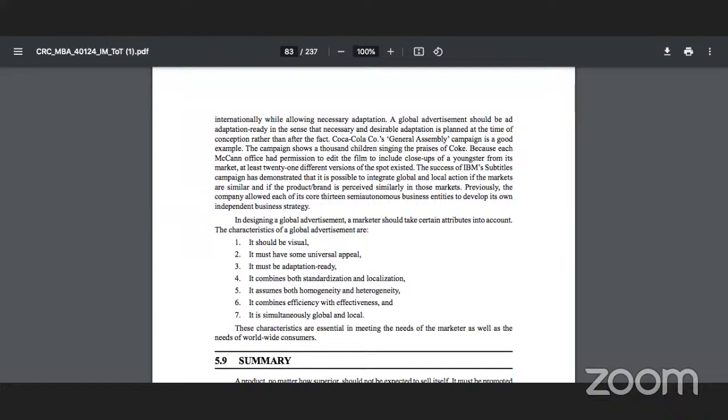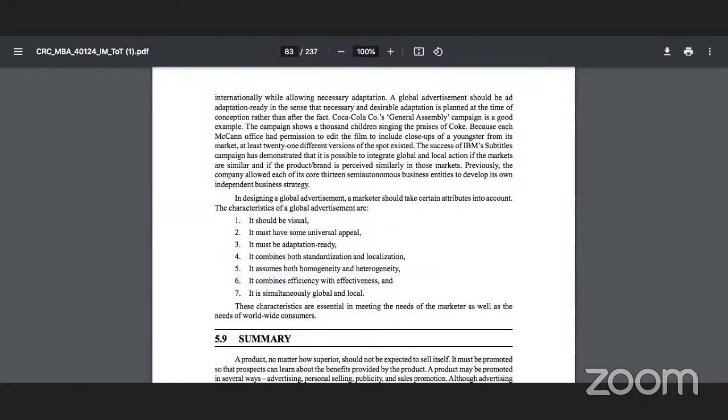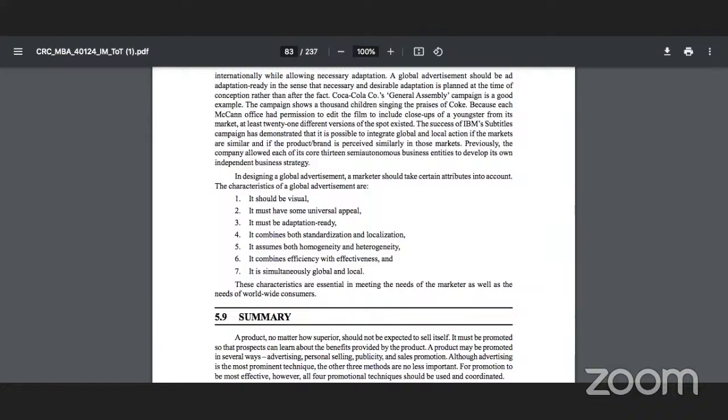So, a general assembly campaign is a good example of Coca Cola. It shows 1,000 children singing the praise of Coca Cola because each McCann office has permission to edit the film to include close ups of a youngster from its market. McCann is the advertising agency. So, what do they do? There are 21 different versions of the spot, the same ad, but only the particular youngster who's prominent in that ad may be changed from country to country.